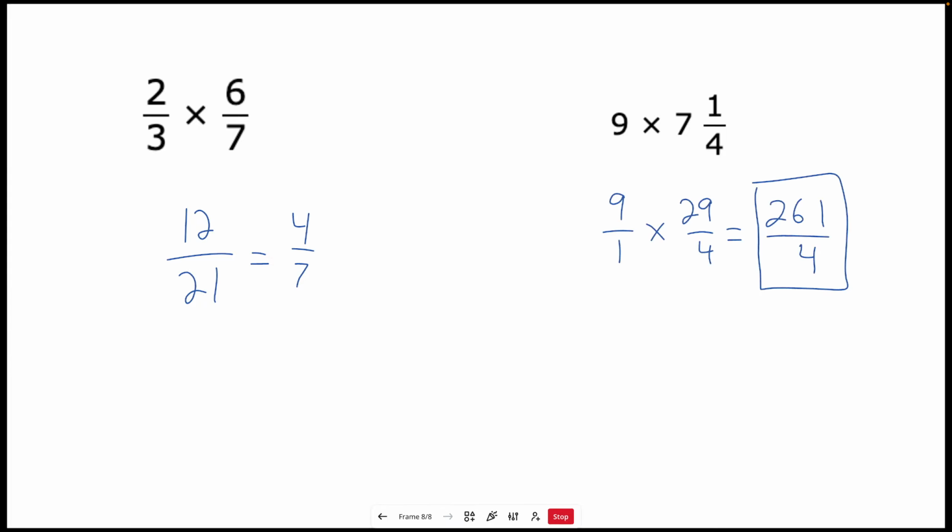And for the second problem, here is the work. You might have had to use a calculator, do it by hand. I guess you could do it in your head. 9 times 29 is 261/4, and this is your final answer.